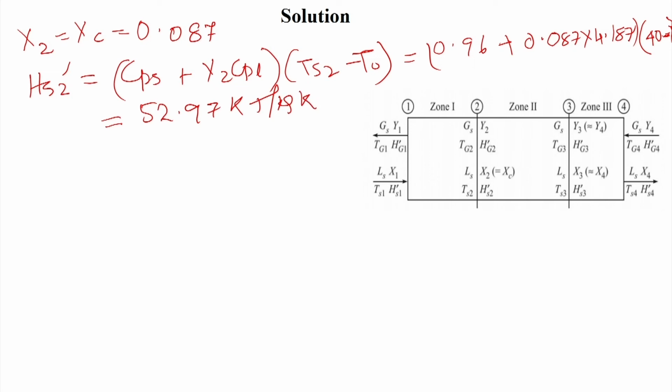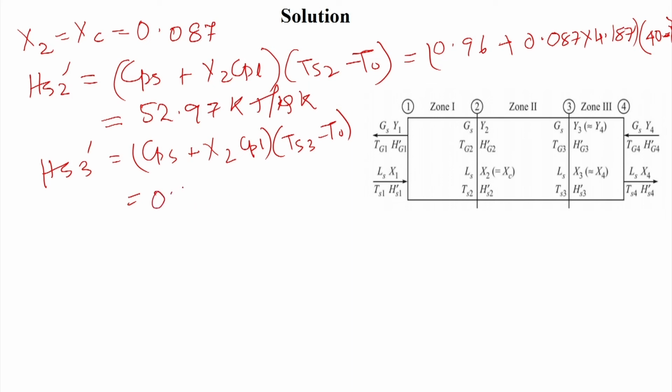Okay. And similarly, this Hs3 prime we will calculate by Cps plus x2 into Cpl into Ts3 minus T0. So here, Cps is 0.96 plus, for Hs3.